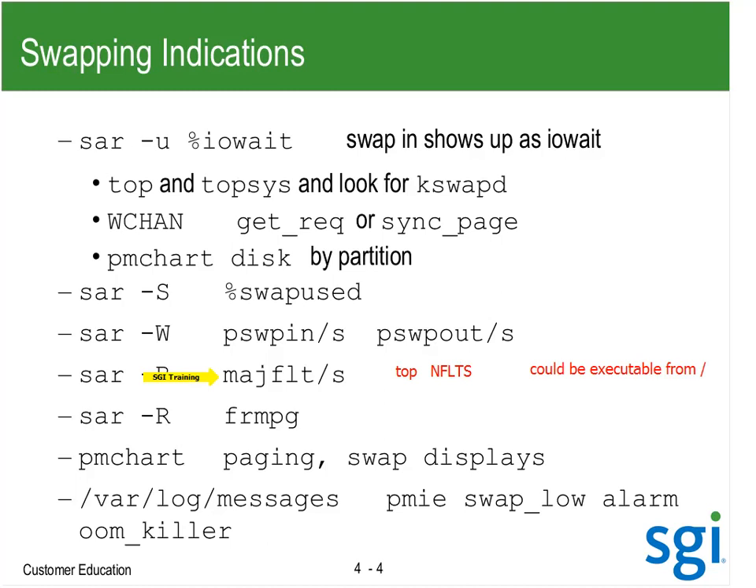There's also, in *R, whether pages are being freed or not. And then in PM chart, we weren't looking at paging, we were just looking at the swap allocation, not whether there was swap IO. And lastly, going into var log messages and looking for killer messages, we were seeing those happen. We didn't talk about this week, but PMIE is part of PCP. That is an alarm mechanism, and you can set up an alarm to say when you're low on swap, you can set off a pager or run a script or take some sort of action.